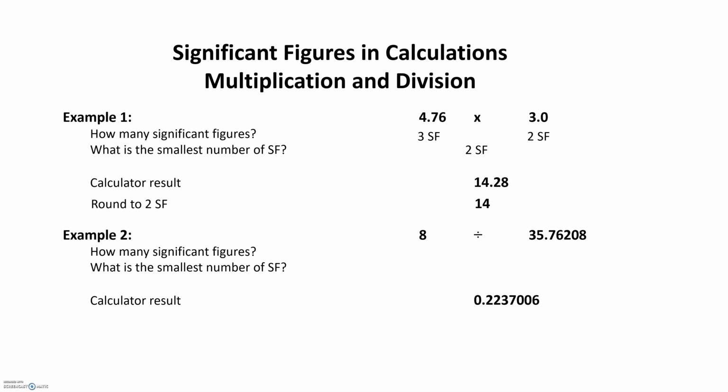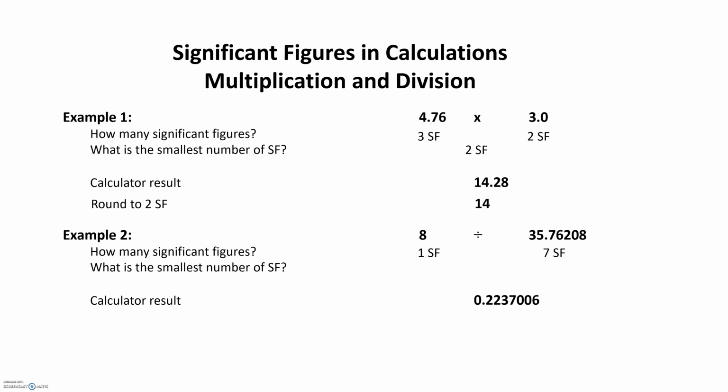So example 2 is a division problem, but again, it's the same rules. We're going to look at number of significant figures and use the least number to report our answer. So we look at our first number, which is just an 8. So how many significant figures are in that? And compare that to how many significant figures are in our second number, 35.76208. And there's obviously a big discrepancy there. 1 significant figure in our first number and 7 significant figures in our second number.